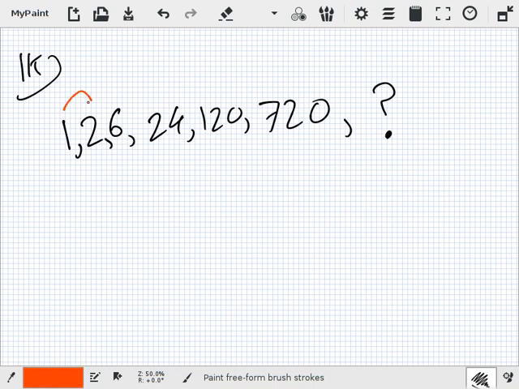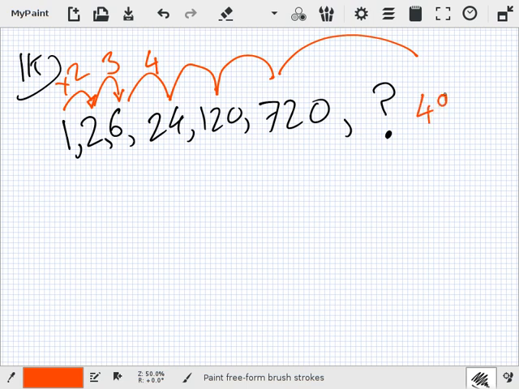So here, what did I multiply 1 by to get a 2? 2. And what did I multiply 2 by to get a 6? 3. And 6 to make a 24? I think we see a pattern now, don't we? So 24 times 5 is 120. 120 times 6 is 720. So the next value will be 720 times 7. So that would be 5,000 and something. What is it? 5,040 is the next number then. Yeah. See, it's clear when you see it now.